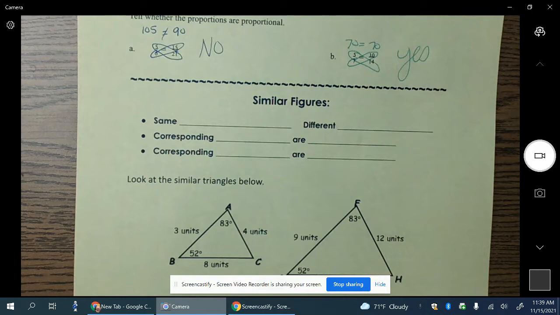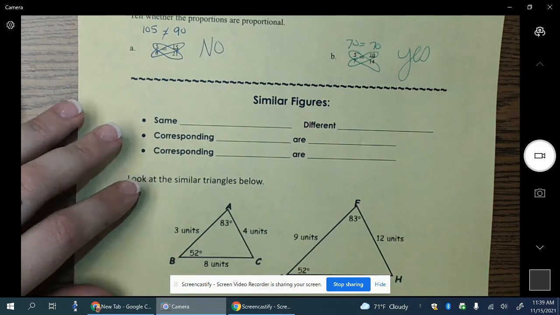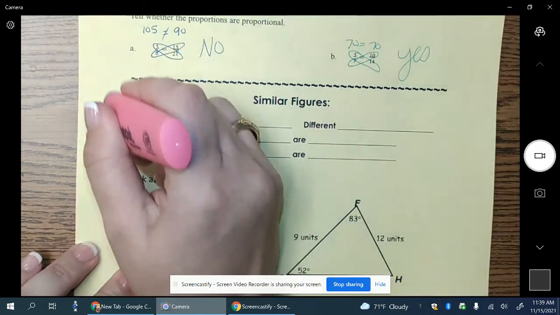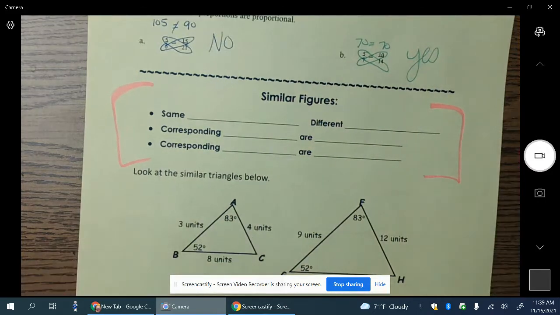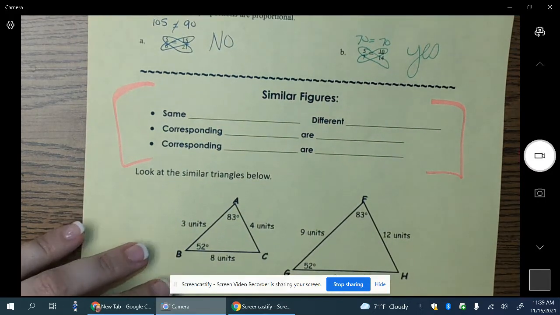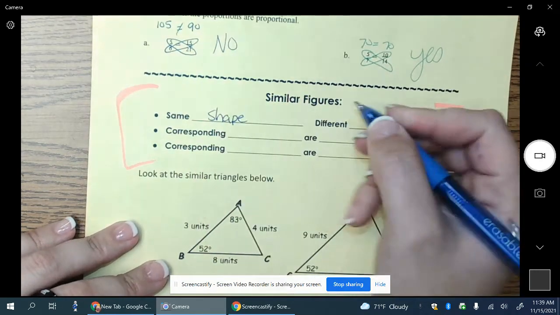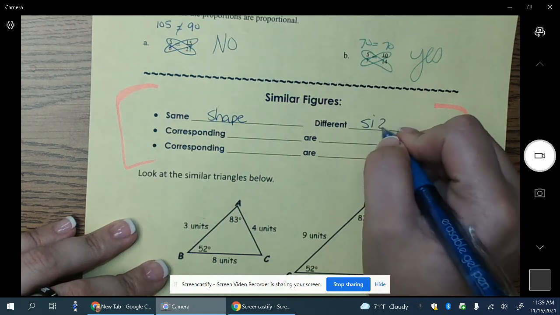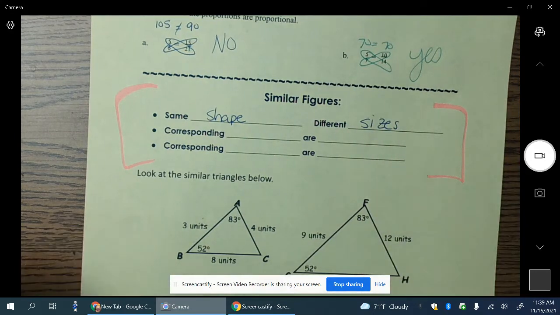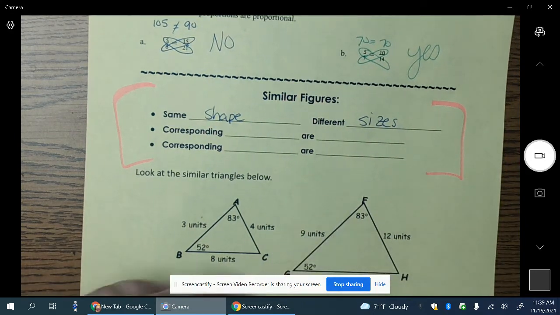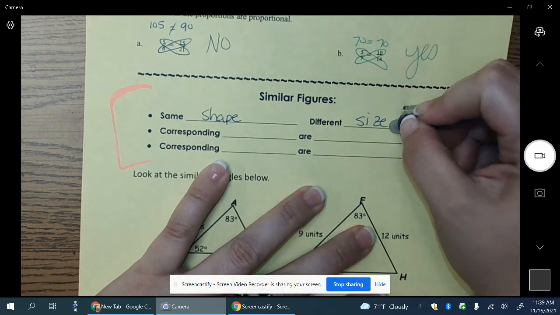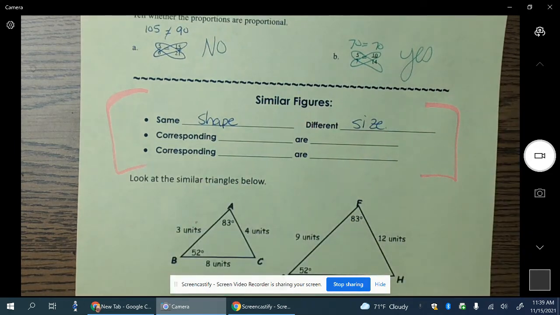Now, this next part is very, very important. You're going to have questions on the test about this, just this. Similar figures are shapes that are the same shape. So a triangle and a triangle, a trapezoid and a trapezoid, but they're different sizes. Same shape, different size. So a triangle and a rectangle cannot be similar.